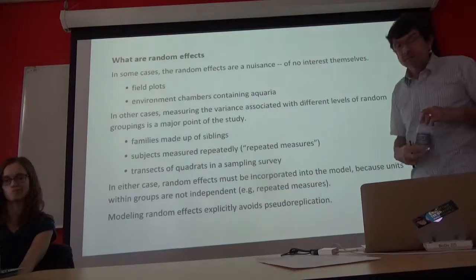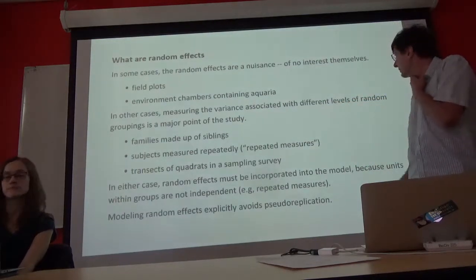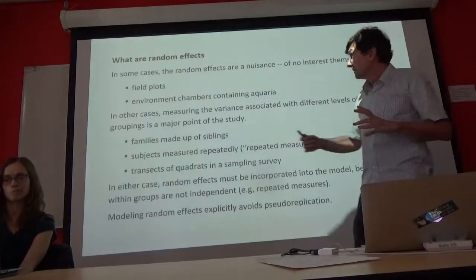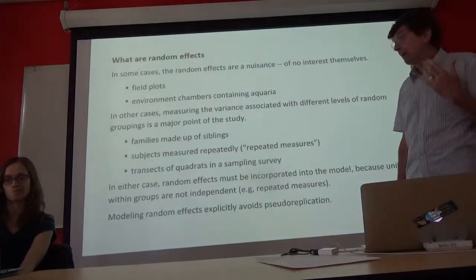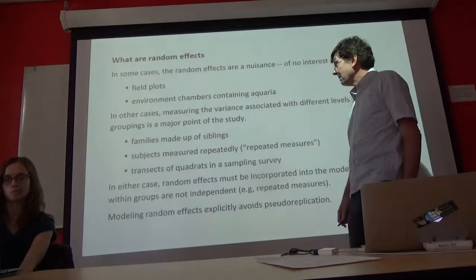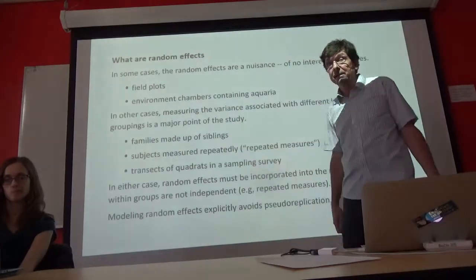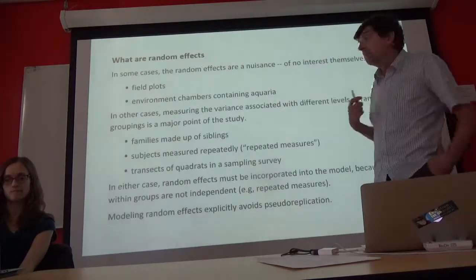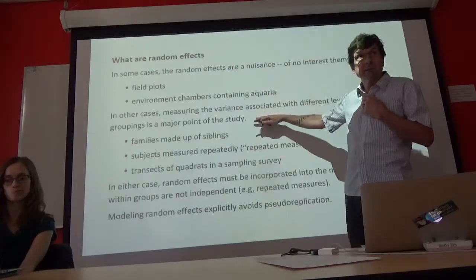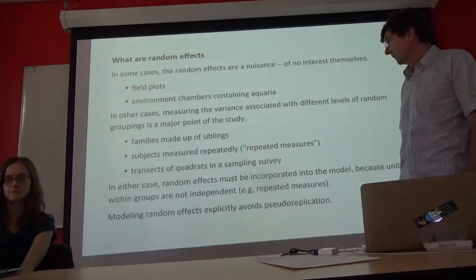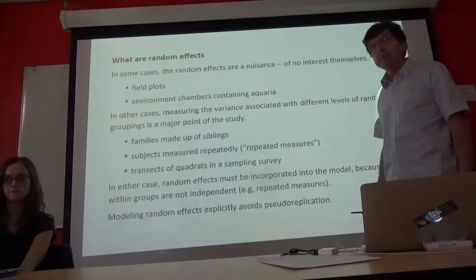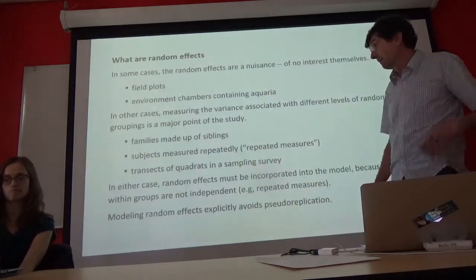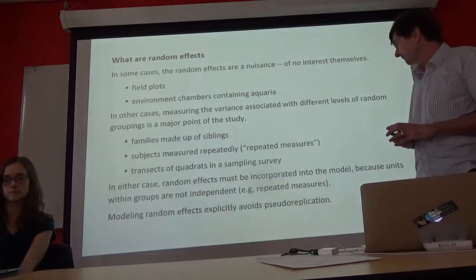But there are a lot of kinds of experiments in which measuring the variance associated with different levels of random groups is actually of direct interest. That's especially true in genetics. And so in those studies where randomly sampled families, multiple siblings are maybe measured, we might want to do something with those data, like estimate, say, the heritability of some trait using this kind of a data set. Heritability is something that you estimate using the components of variance that a random effects model would estimate for you. And so on. We might want to know the repeatability of measurements made on a single individual. And in some cases, we might want to know something about the variability from place to place in our transects.